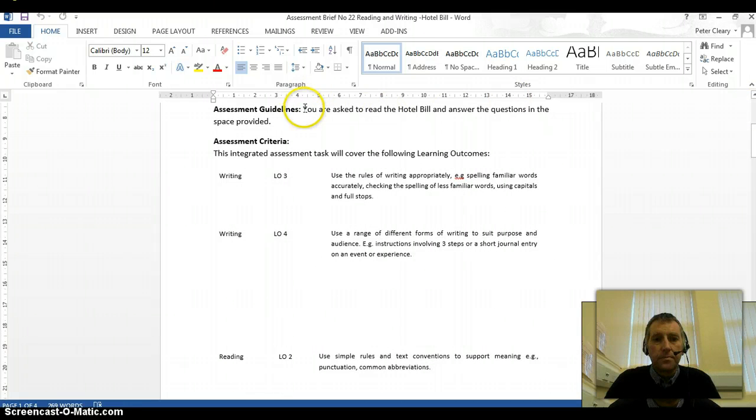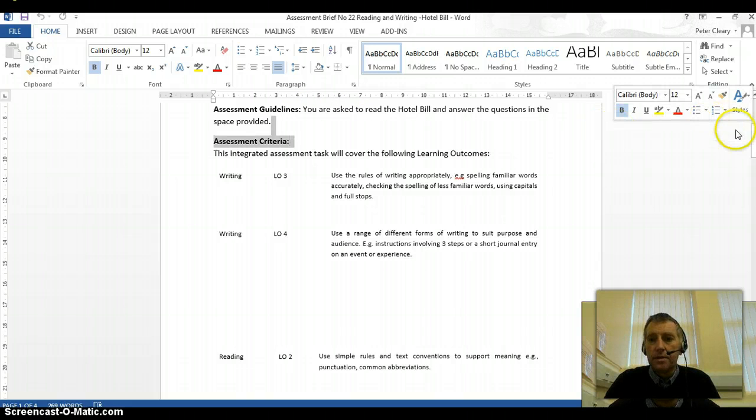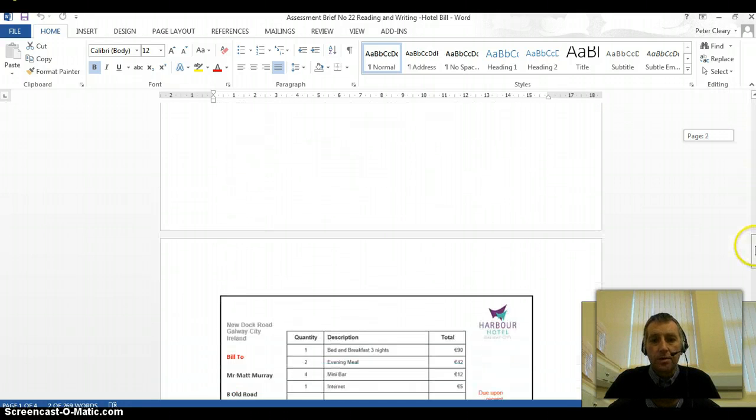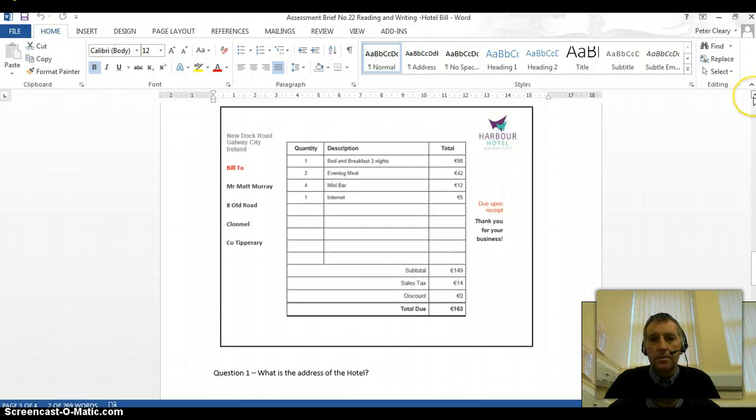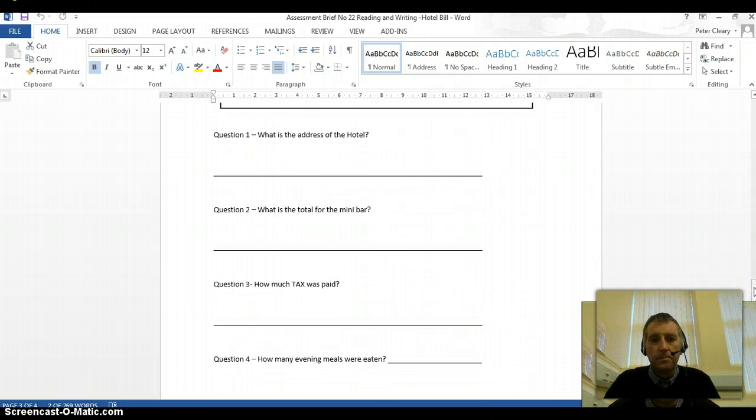Assessment guidelines. You are asked to read the hotel bill and answer the questions in the space provided. Reading and writing task. You're reading the bill and you're writing the answers to the questions into the form provided. Here's the hotel bill. The student is asked to look at this and answer certain questions based on the information in the bill.